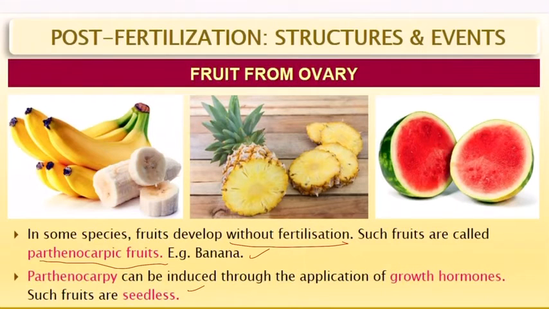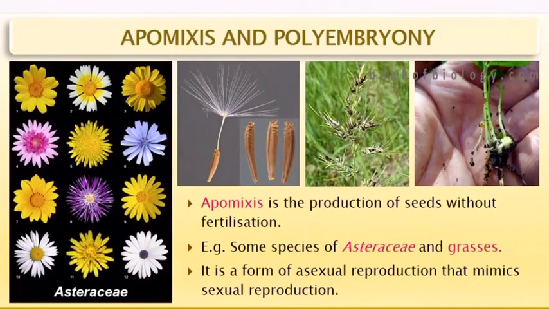So parthenocarpy can be induced through the application of growth hormones. Such fruits are seedless. Nowadays Bijapur is also famous for seedless grapes and seedless pomegranate, and all this is because of spraying of growth hormones. And this process is called parthenocarpy, development of seedless fruits without fertilization.